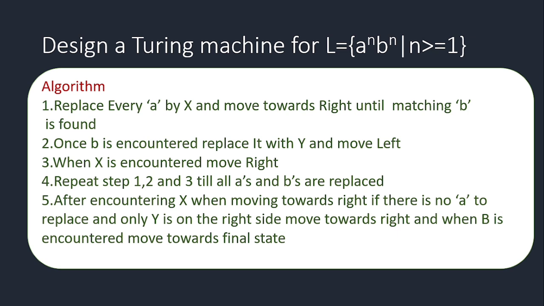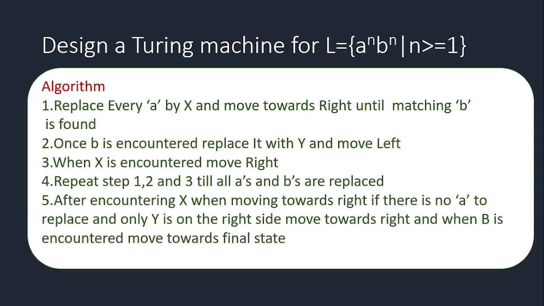So in this case, we have an algorithm to design this Turing machine. When we encounter A, we will replace the A by X and move towards the right until a matching B is found. Once a matching B is encountered, we replace it by Y and move towards the left. And we will be keeping on moving in the left till we encounter X now. Once we encounter X, we again move on the right and repeatedly we do the process.